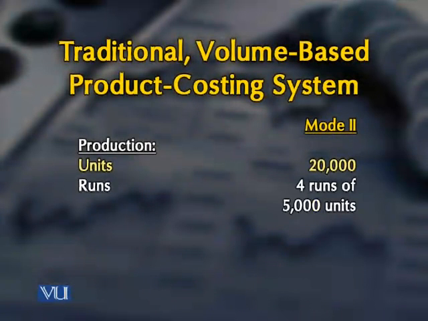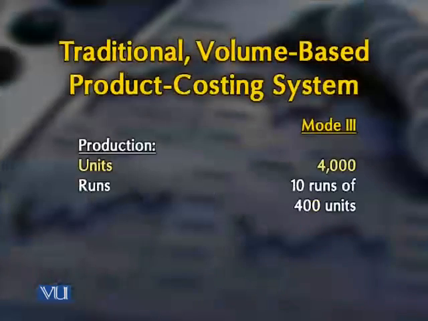As far as Model 2 is concerned, you need to produce 20,000 units in 4 runs of 5,000 units. Each run will produce 5,000 units, so you need 4 runs. Similarly, in Model 3, you have 4,000 units in 10 runs of 400 units. So this is how the production and the runs are required.